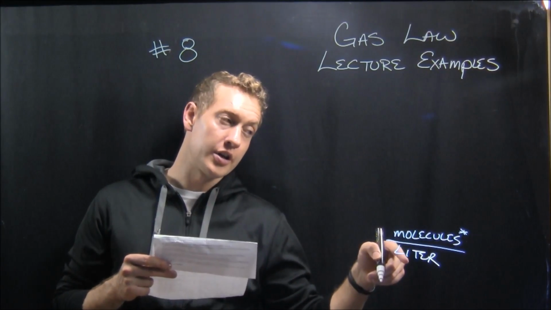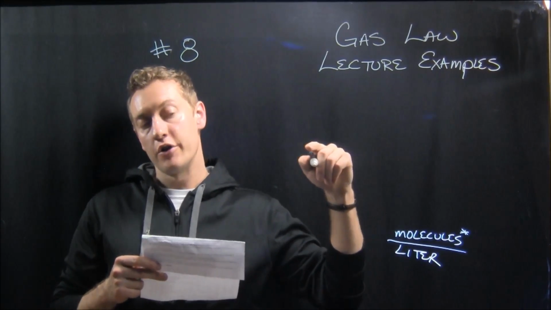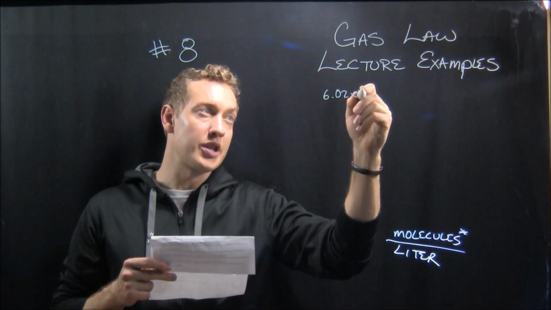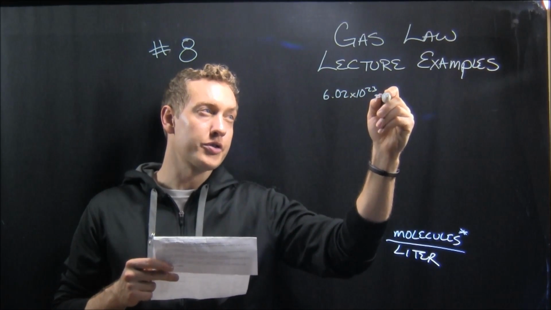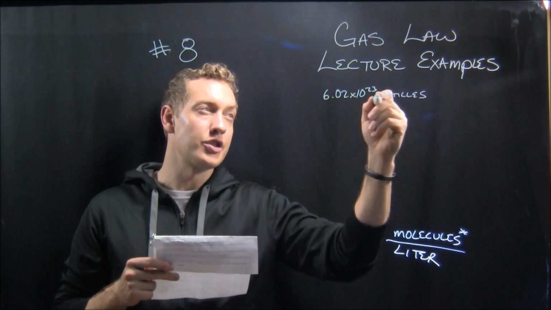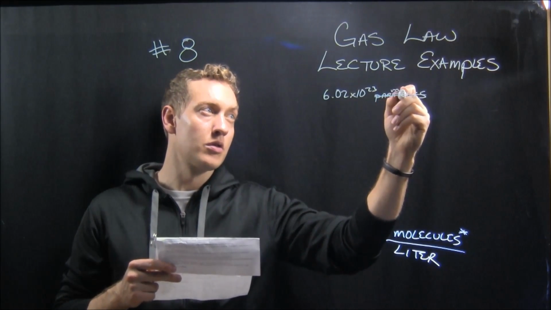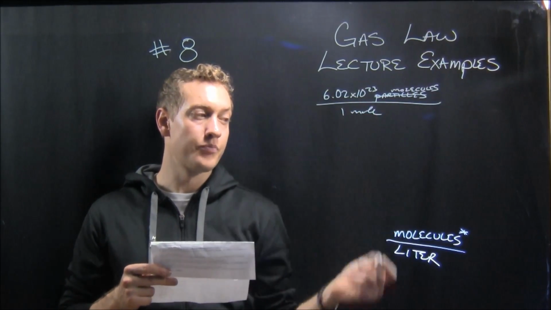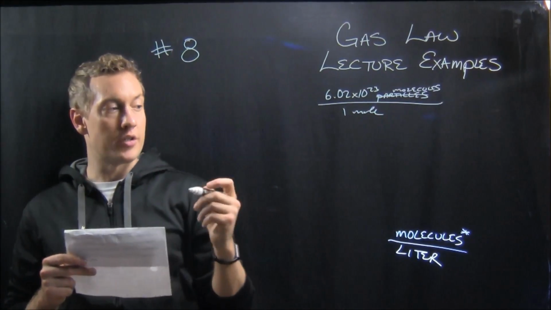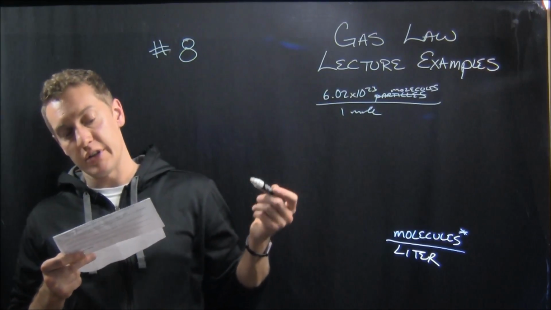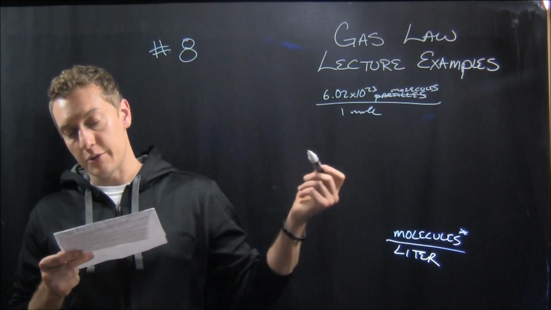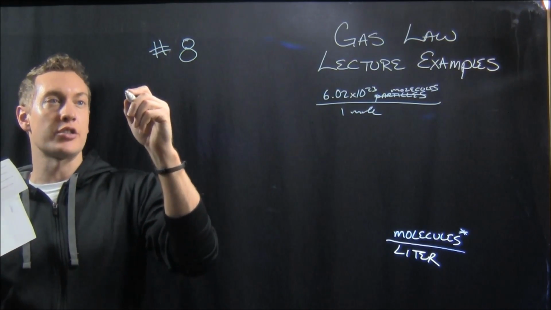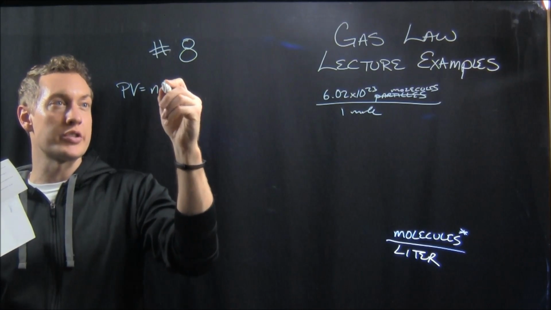I have per liter, and then moles I can convert to molecules because there are 6.02 times 10 to the 23rd particles, which in this case we're talking about oxygen, so it's molecules per 1 mole. All right, so it gives us pressure, gives us temperature, talks about per liter. So I am thinking that we're looking at the ideal gas law. PV equals nRT.